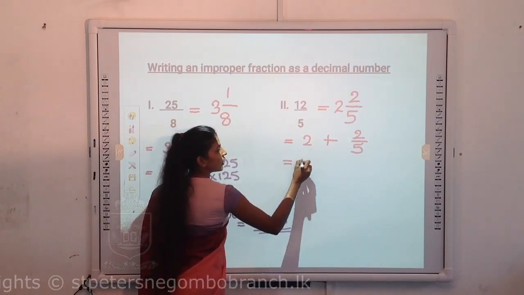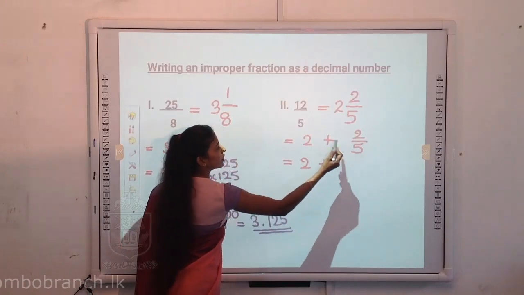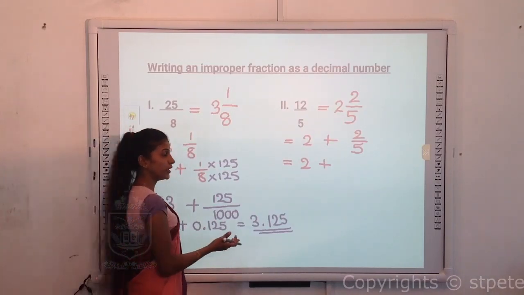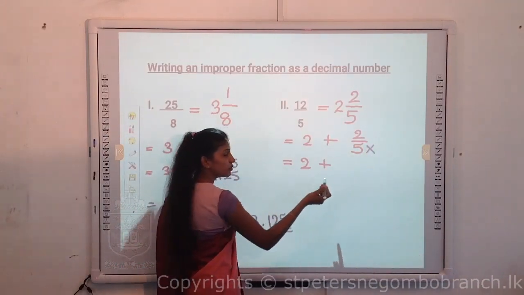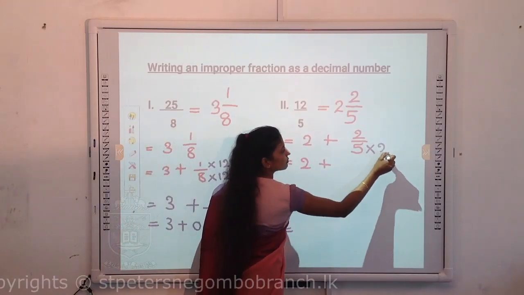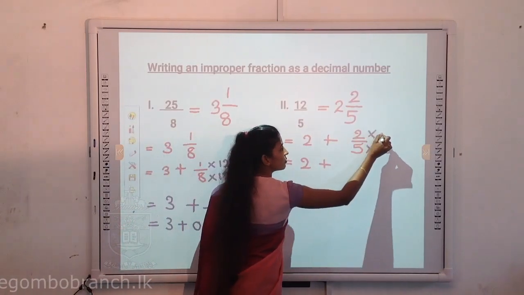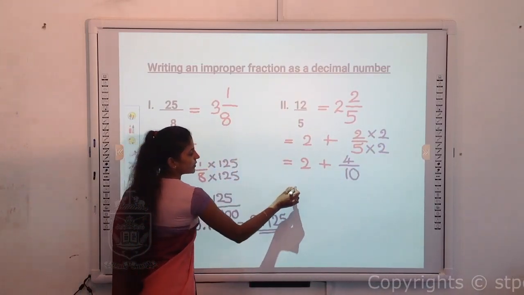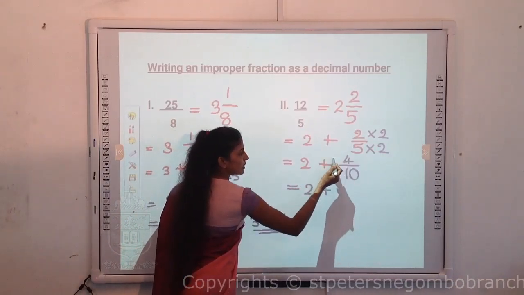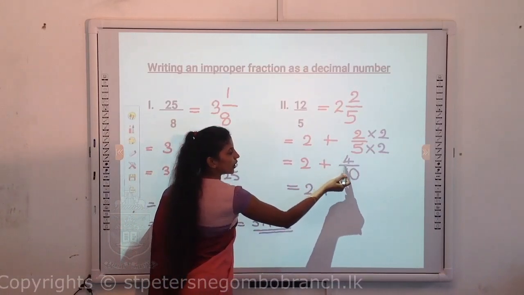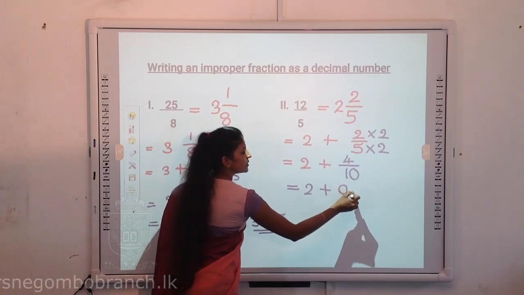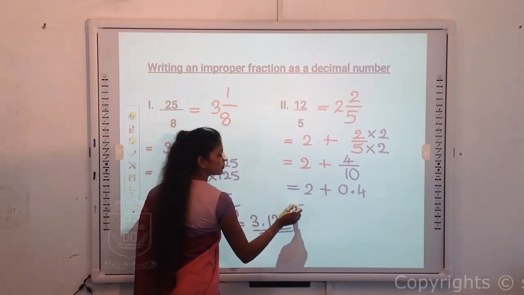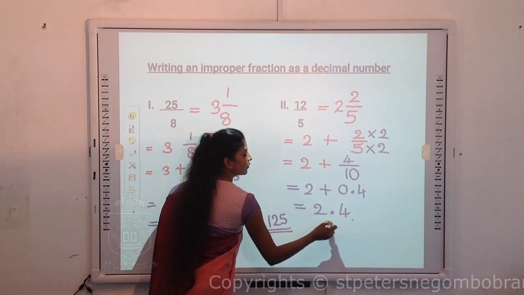Next step is, you have to check whether this number is having a power of 10 in the denominator. So it's not having a power of 10, so you have to make it into a power of 10. So it's easy for us to make 5 into 10. How can we make 5 into 10? Multiplying by 2. So numerator should also be multiplied by 2. 2 times 2, 4. 5 times 2, 10. Next step, 2 over 10, therefore there should be only one decimal place, that is 0.4. Finally, you have to add the two numbers, whole number and the decimal. So you will have 2.4 in the final answer.